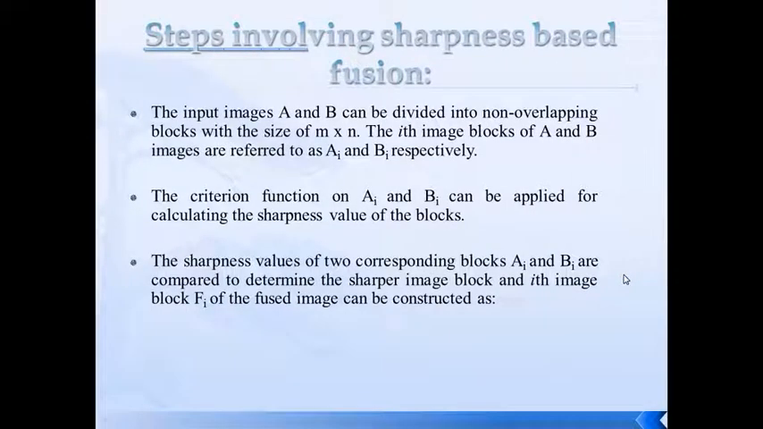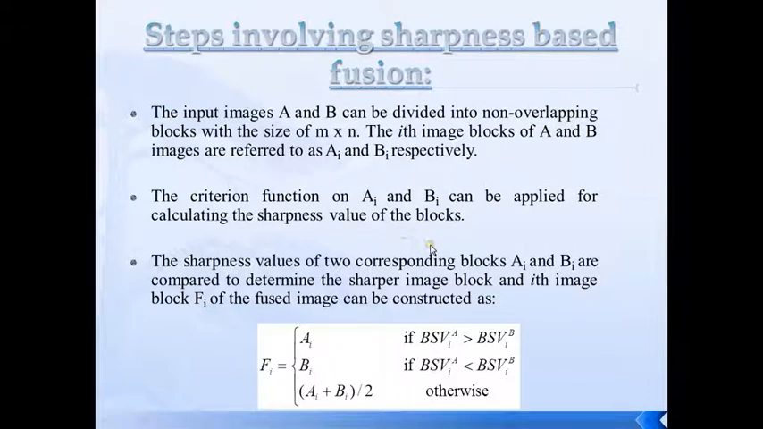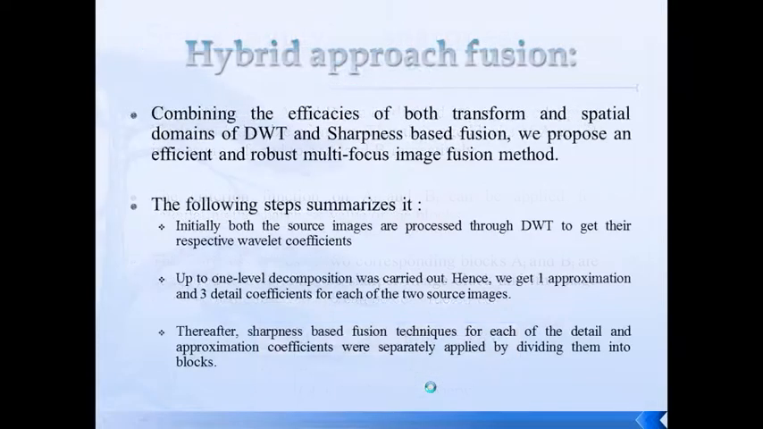So these are the steps involved that I iterated before. The input image is divided into non-overlapping blocks of size m cross n, and the ith block elements ai and bi are compared based on the sharpness values. If one sharpness value is higher than the other, that one is taken in the fused image, and if it is less, the other one is taken. If both of them are equal, then we take an average of both of them.